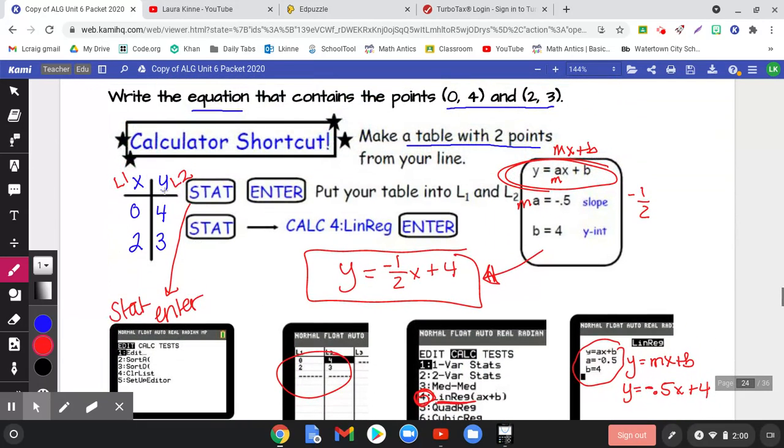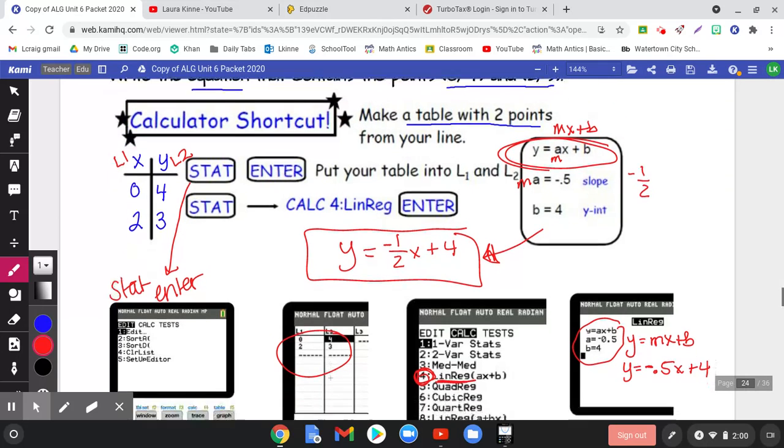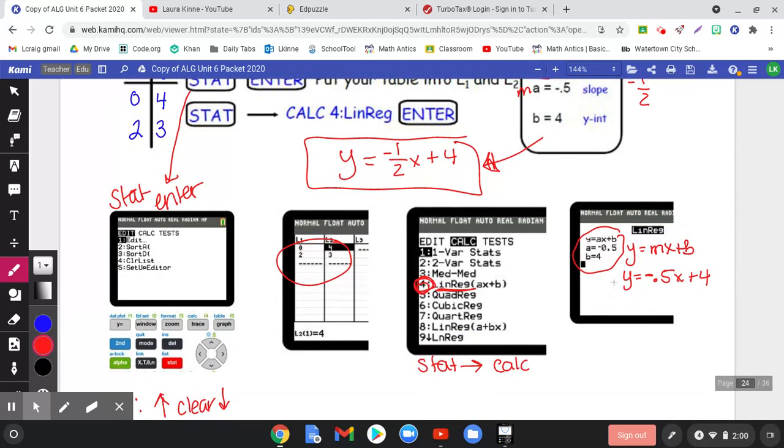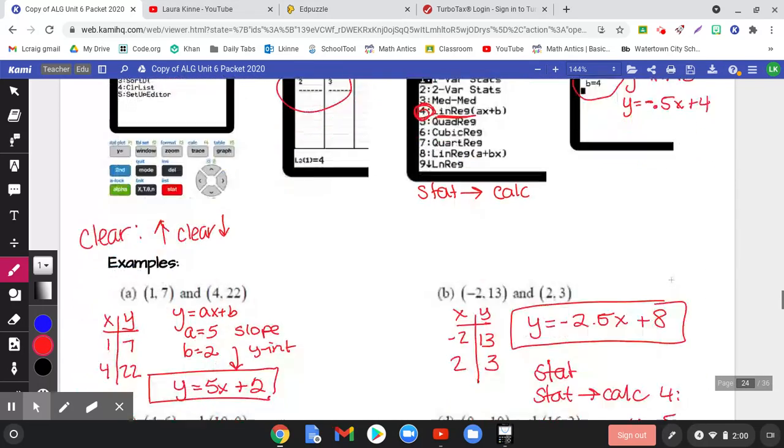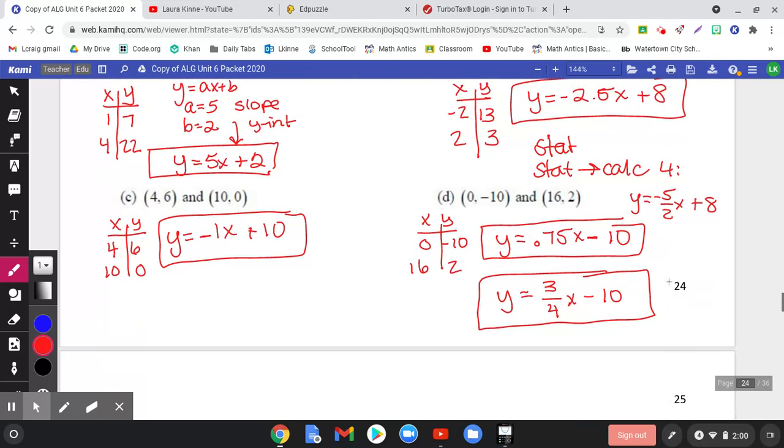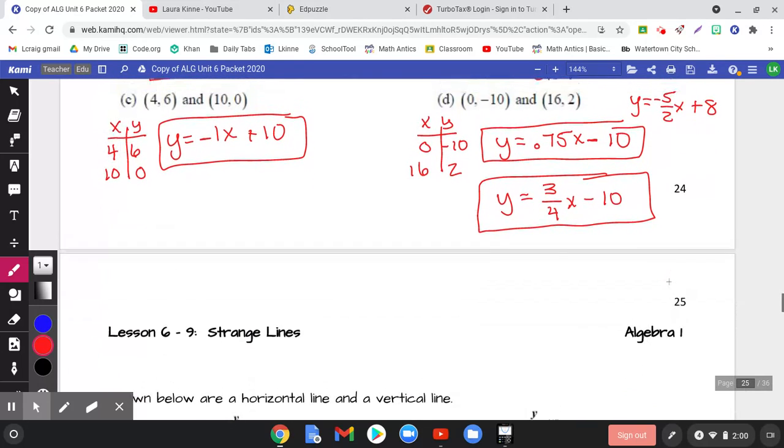I know it's confusing, but take the 2 points, make a little table, stat, enter, and put your numbers in. So it'll look like this. And then hit stat again, go over to calc, and choose choice 4. And your equation's right there. All right, quick and easy. Let that calculator help you.